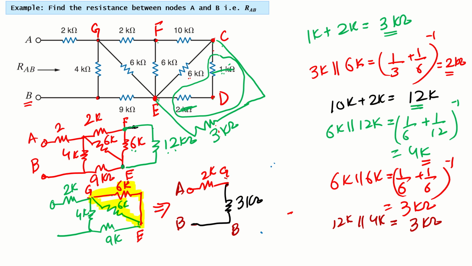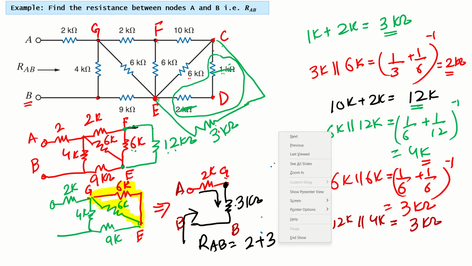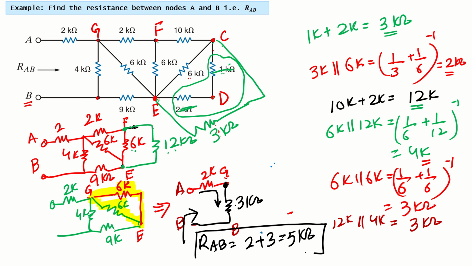Now what do we have here? This 2K and 3K just share one node only, so they are in series. If you look from this end, the resistance between A and B will be 2 plus 3 equal to 5 kilo. So this is how we analyze such circuits to find the equivalent resistance.